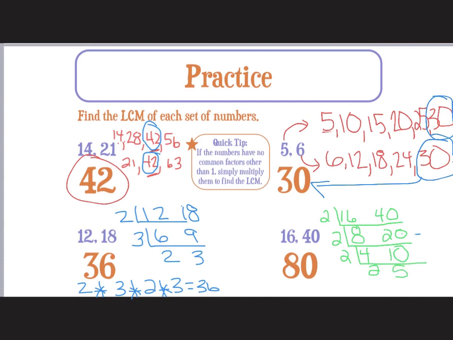So now if we just move these down here, right? All of the prime numbers, 2 times 2 times 2 times another 2 times 5 is equal to 2 times 2 is 4. 4 times 2 is 8. 8 times 2 is 16. And 16 times 5 is 80. So yes, 80 is the least common multiple of 16 and 40.